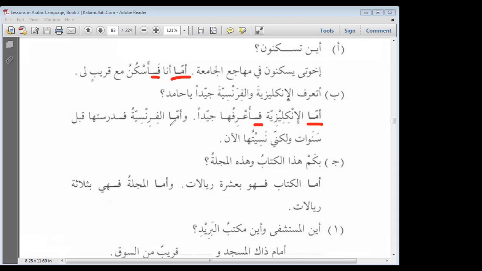وأما الفرنسية، the fa again here, right? فدرستها قبل سنوات ولكني نسيتها الآن. And as for French, so I studied it many years ago.